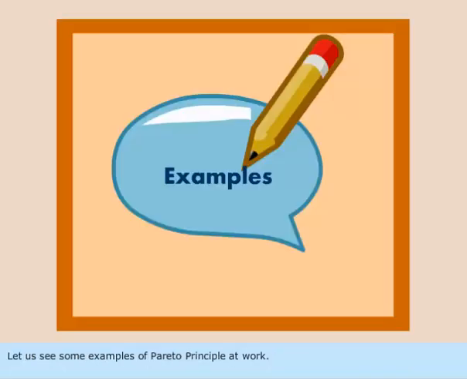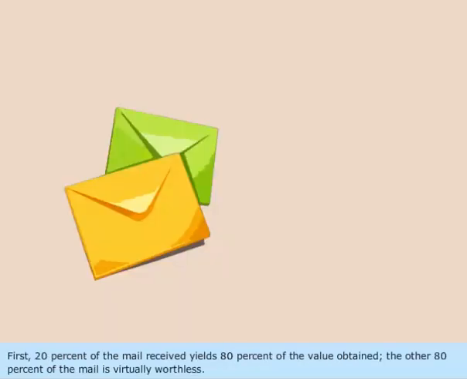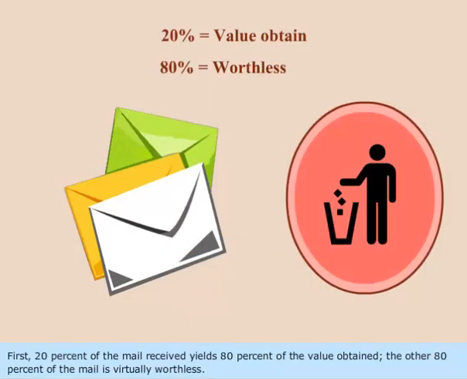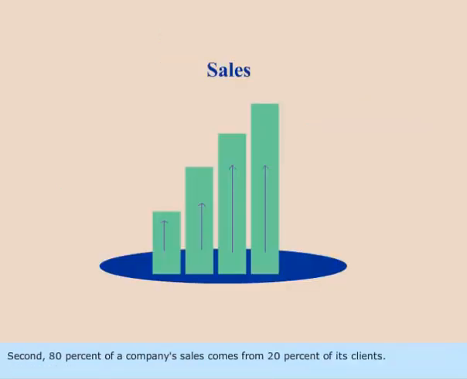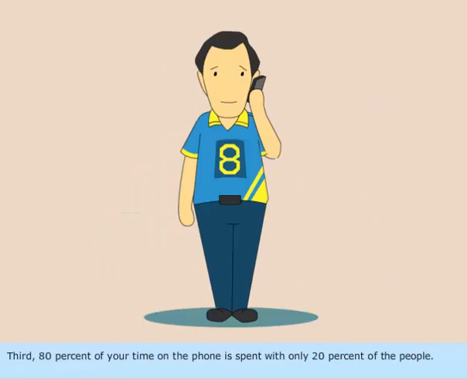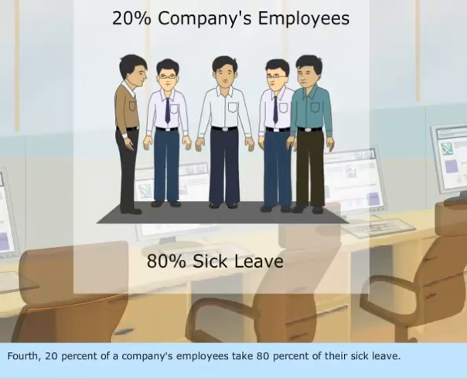Let us see some examples of the Pareto principle at work. First, 20% of the mail received yields 80% of the value obtained. The other 80% of the mail is virtually worthless. Second, 80% of a company's sales comes from 20% of its clients. Third, 80% of your time on the phone is spent with only 20% of the people. Fourth, 20% of a company's employees take 80% of their sick leave.